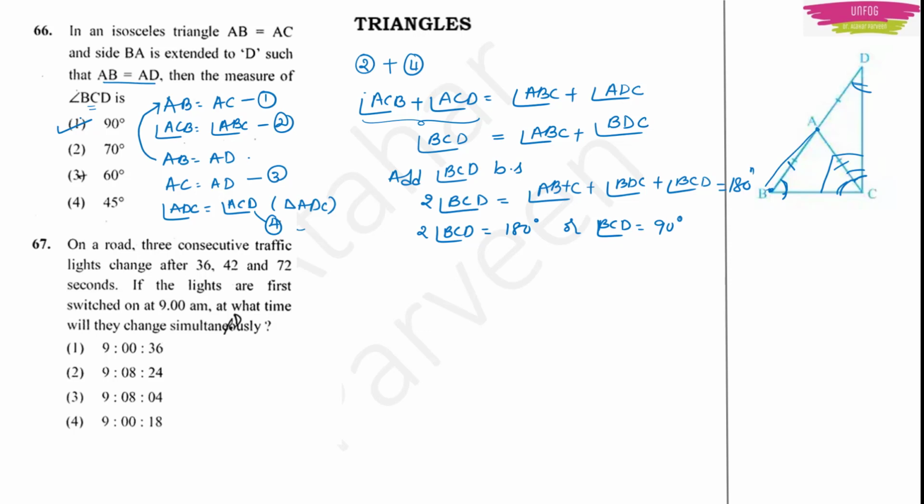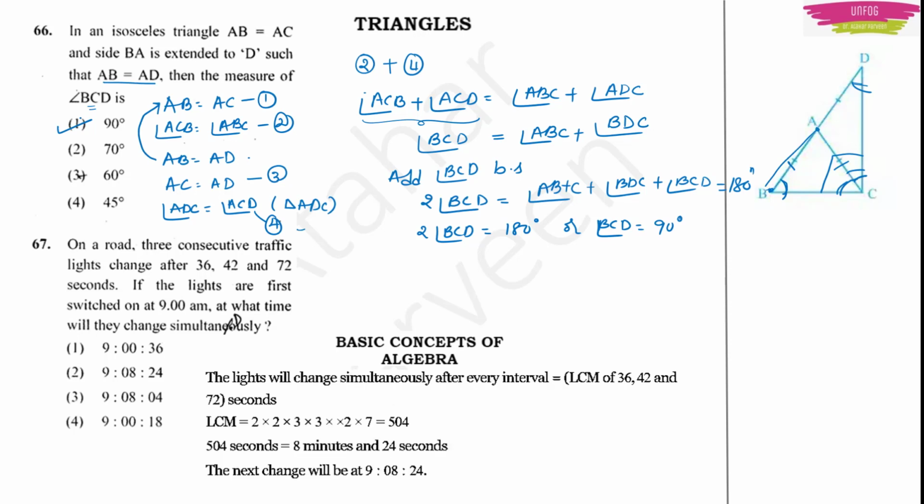Next question. On a road, 3 consecutive traffic lights change after 36, 42 and 72 seconds. If the lights are first switched on at 9 am, at what time will they change simultaneously? This question looks like it is from algebra. See, first what you do is you take the LCM of these numbers 36, 42 and 72. Then you get the LCM to be 504 seconds.